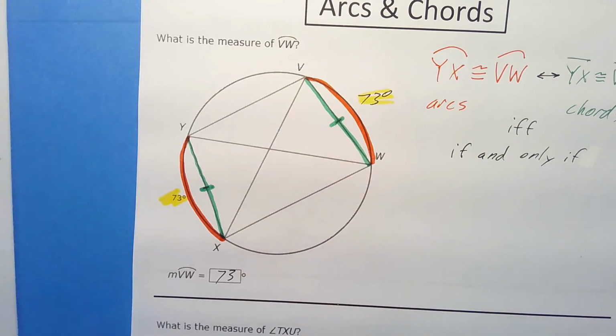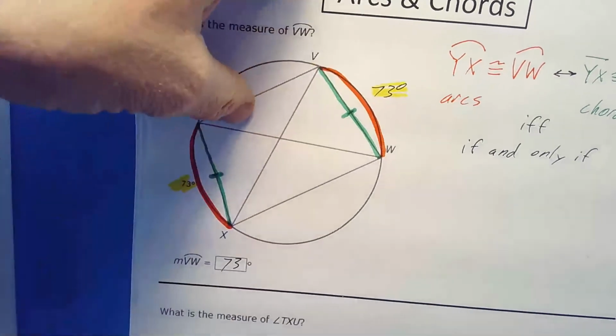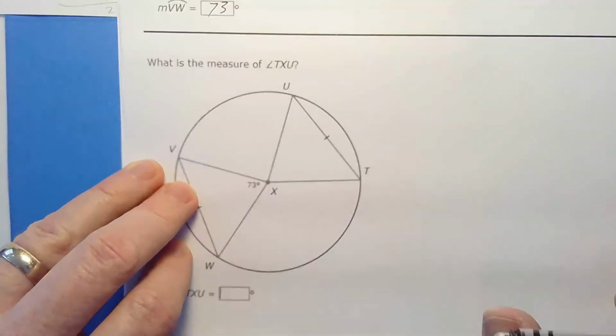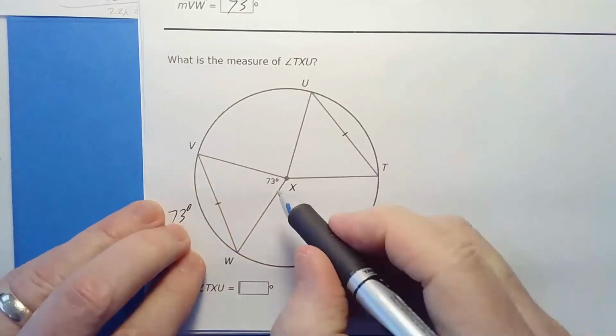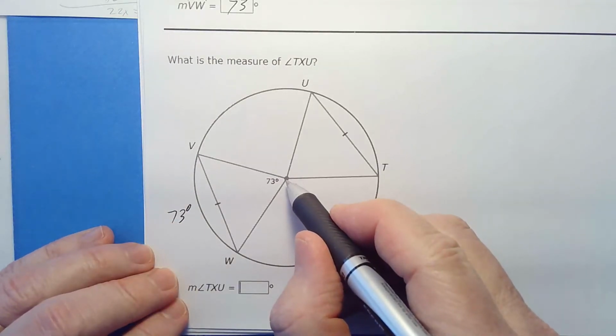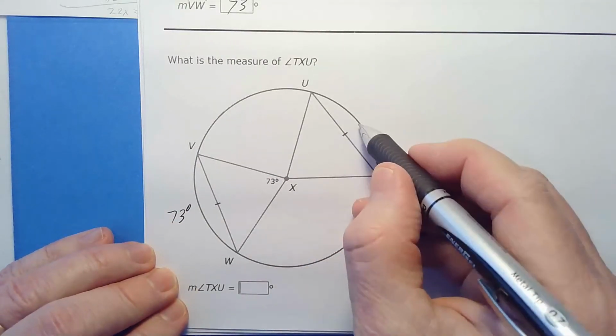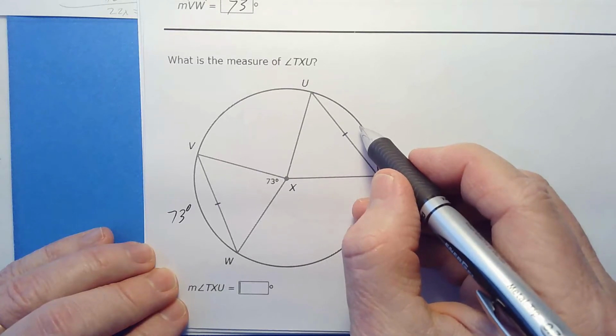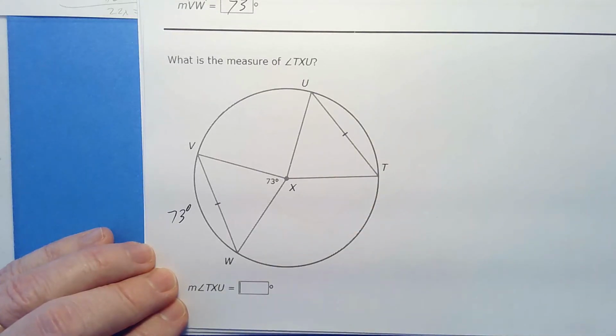So just be a little careful there. Don't just assume that because there happens to be an angle there, that other angle is also 73. It's only 73 because it's the center. We'll learn later what would happen if the intersection is over here, for instance, on the circle itself.